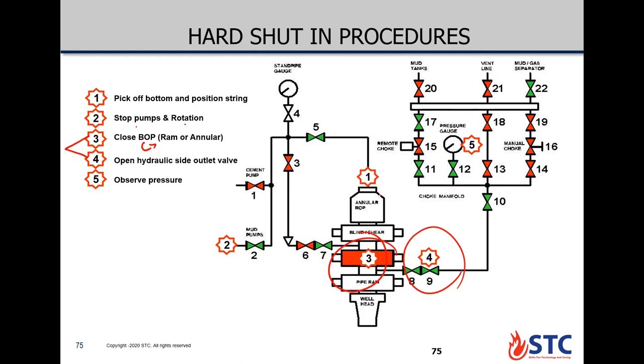So now guys, I have a question for you. What will happen if we make step number two at the beginning? So I mean, we stop pumping and rotation first, then pick up off bottom and position string. Is it okay? I think we'll increase the volume of influx. Yes, this is the point. So we are not able to stop pumping first, okay? Because if we stop pumping first, we're gonna lose the pump pressure, okay? So we're gonna have further influx inside the well.